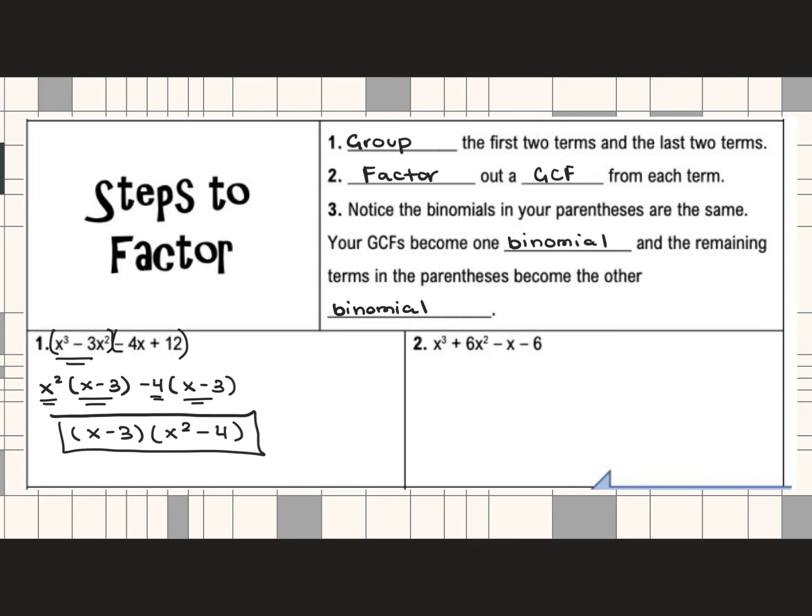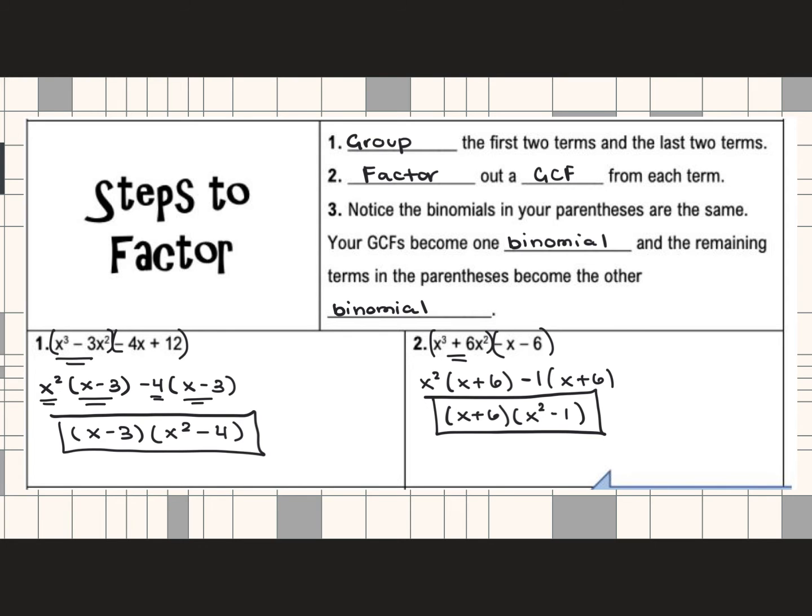Let's look at example 2. I have x cubed plus 6x squared minus x minus 6. Again, group the first two, group the last two. Look for the GCF of my first two terms. I have x cubed plus 6x squared. They have x squared in common, and I'm left with x plus 6. I'm going to pull out a negative 1 from my second two terms, and I'm left with x plus 6. Again, x plus 6 becomes one binomial, and x squared minus 1 becomes the second.